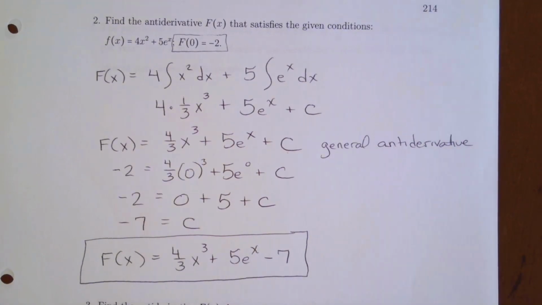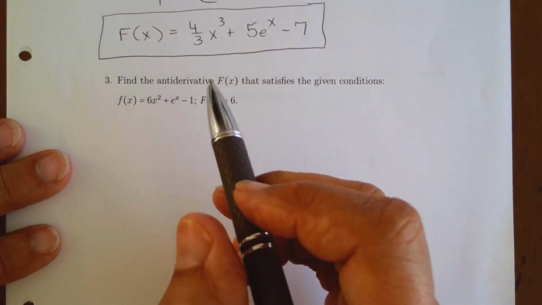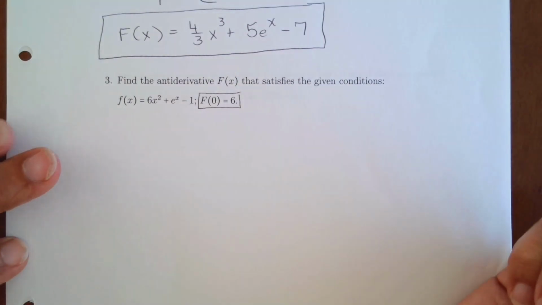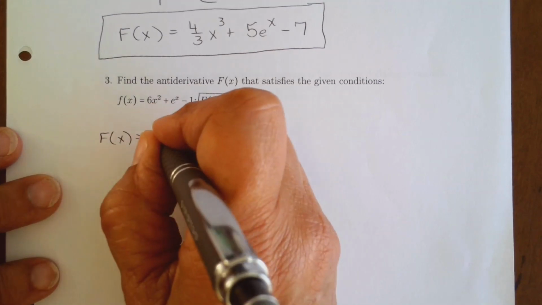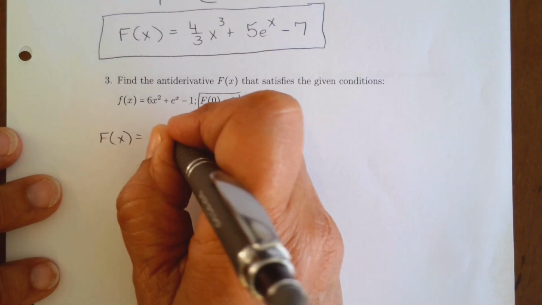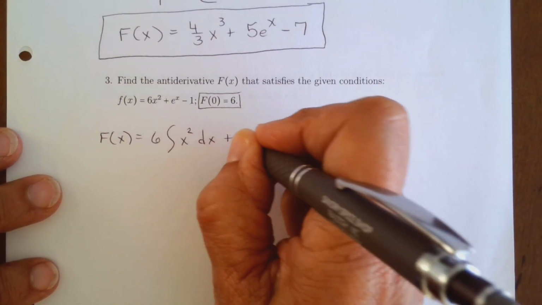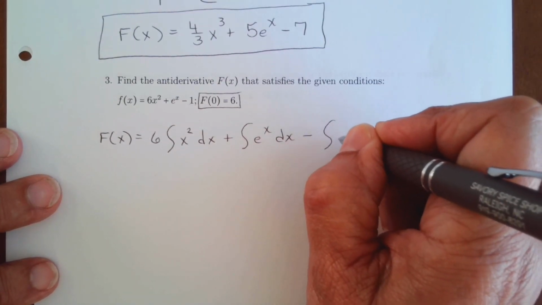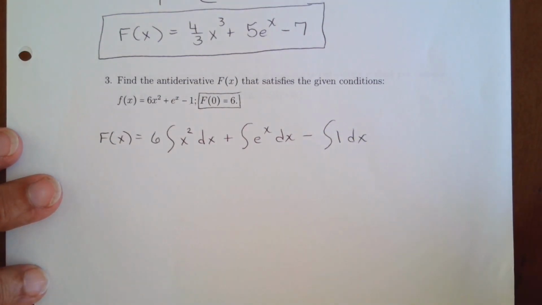All right, let's find number 3, same thing. Okay, same exact problem. Here's our function. Here's our point. So we can find out what c is when we're done. All right, so we are going to find capital F of x. That's a constant, so we're going to take that out. Find the antiderivative of just x squared. Find the antiderivative of e to the x. Find the antiderivative of 1.